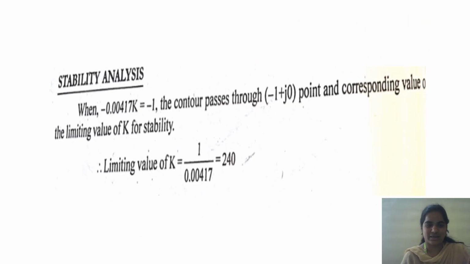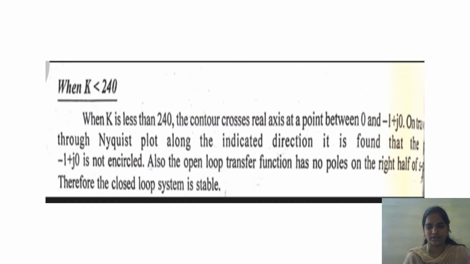This is the stability analysis. 0.04117 k is equal to minus 1. The limiting value of k is 1 by the equation of omega. We will substitute 0.00417. The final value is 240. The stability analysis is the 240.